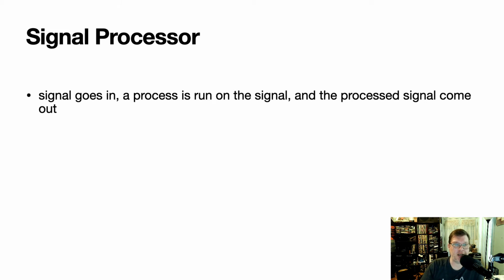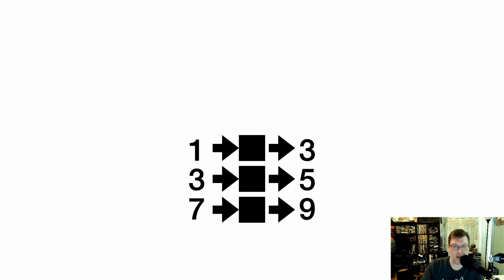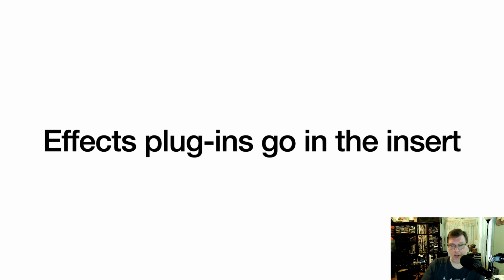So if we do it like in a simple math analogy, and if you think about the black box as the signal processor, so on the first line, if 1 goes in and 3 comes out, and then 3 goes in and 5 comes out, then 7 goes in and 9 comes out, you can figure out that what the black box does is it adds 2 to the number. So similar things will happen with audio signal, although obviously the math is more complicated.